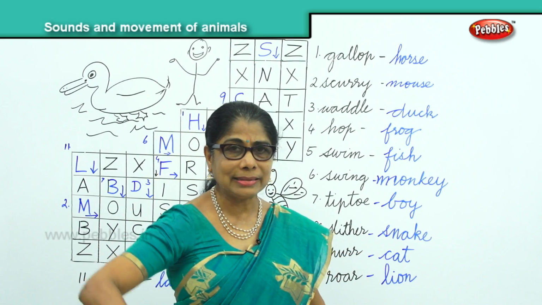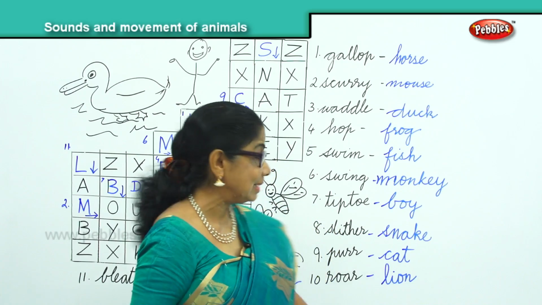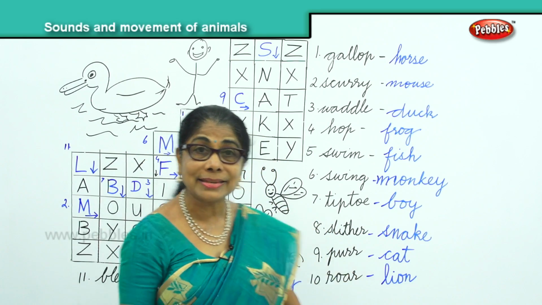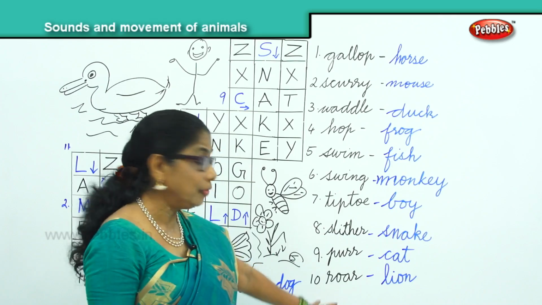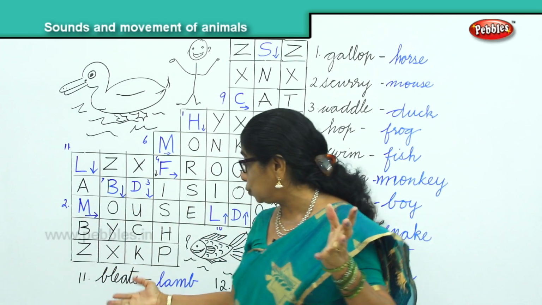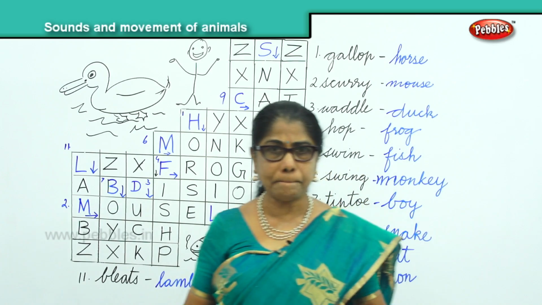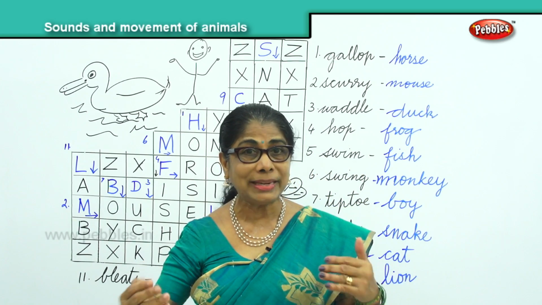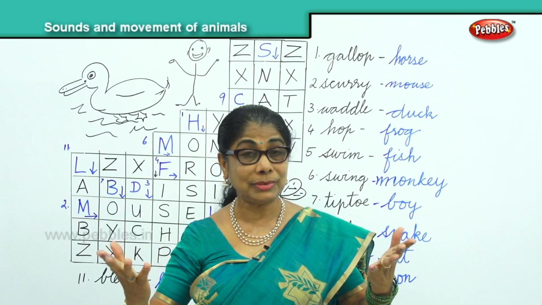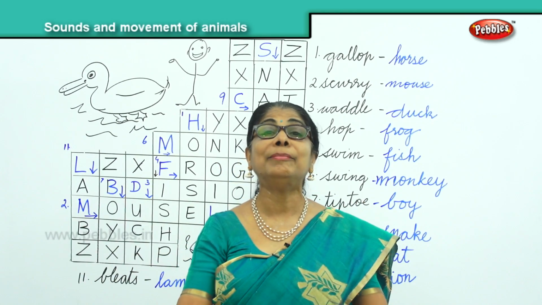He cannot walk. The snake slithers among the grass. Cat purrs. And the lion roars. A lamb bleats and a dog barks. So the movements and the sounds made by different animals are different. We know a lot of animals, their sounds, their movements.